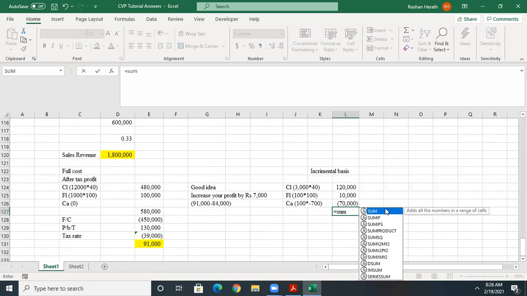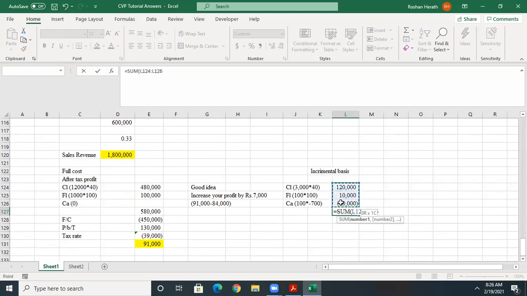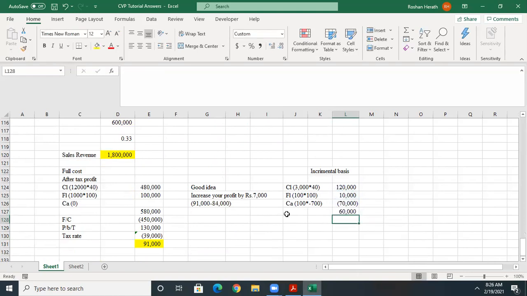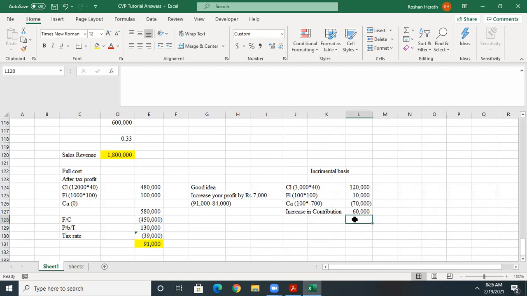So you can then take the increase in the contribution, or the change in the contribution. Yes, here we have the increase in contribution. We can see that on an incremental basis, the contribution has increased.